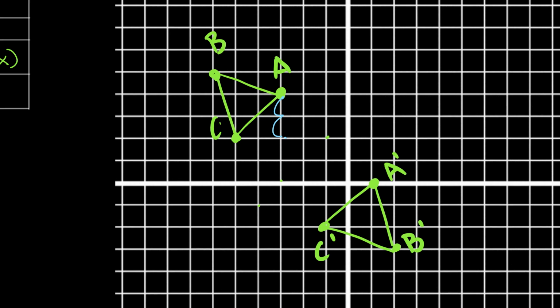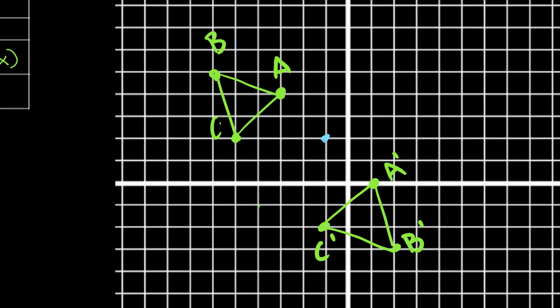And then how much did I run to get to A prime? I went one more. How much did I run? 4. What's half of 4? 2. So my midpoint is right there. So now I need to do it for one other point, because remember, 2 points make a line.